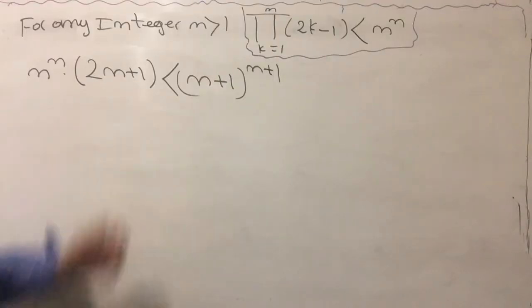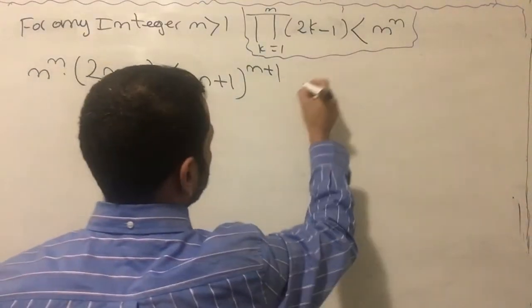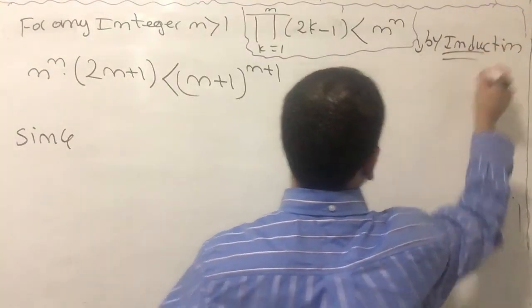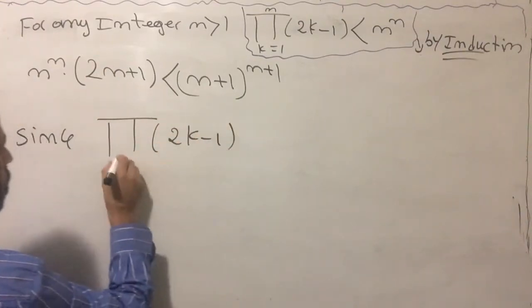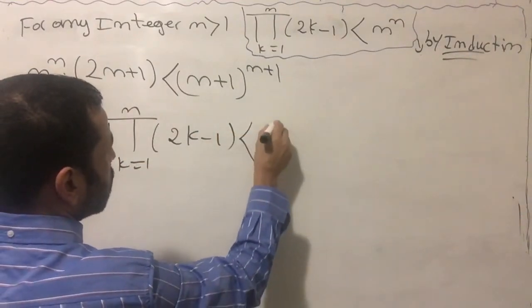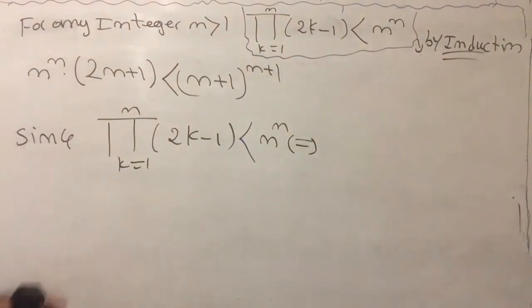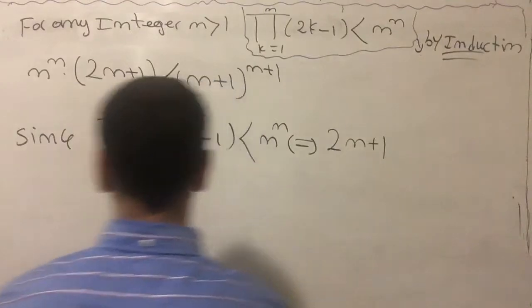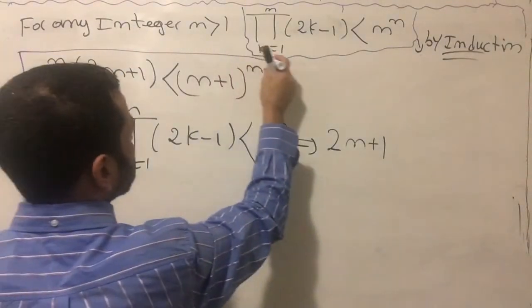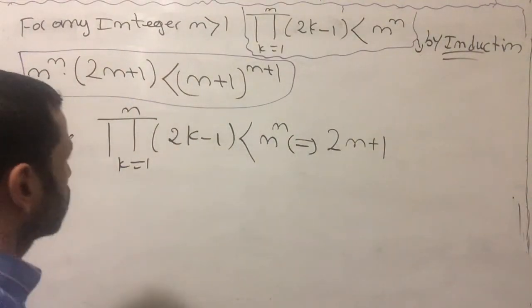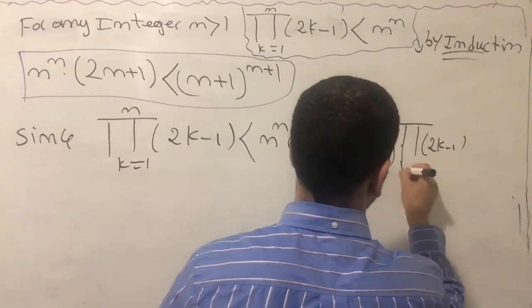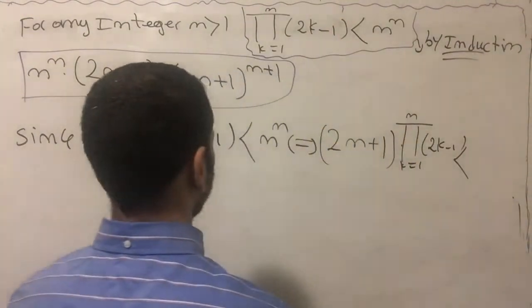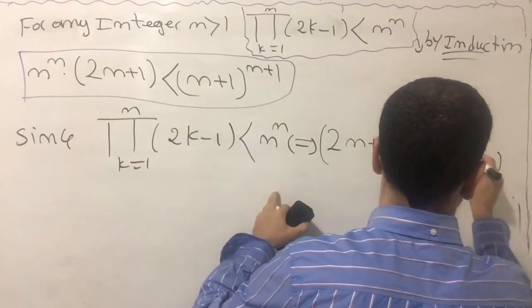We get to this expression. We already claimed by induction that the product of 2k minus 1, as k goes from 1 to n, is strictly less than n to the n. So I'm going to multiply both sides by 2n plus 1. We proved this before. So 2n plus 1 multiplied by this product of 2k minus 1 as k goes from 1 to n is strictly less than 2n plus 1 multiplied by n to the n.